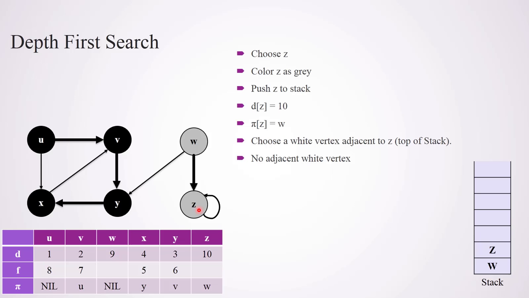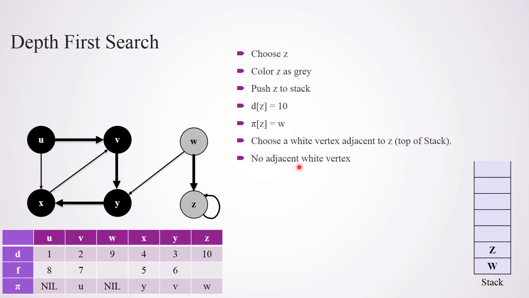Now we just visited Z, so it is discovery time. It is updated as 10. Pi of Z equals W, because we reached Z from W, so the parent of Z is W. Choose a white vertex adjacent to Z. Z didn't have any adjacent vertices, so there is no adjacent white vertex.